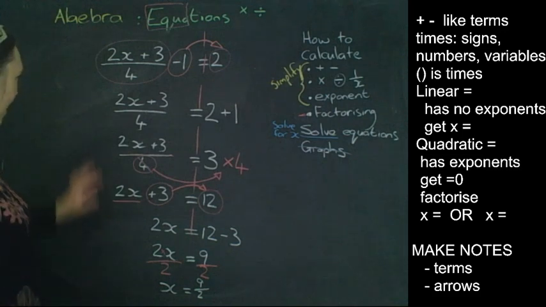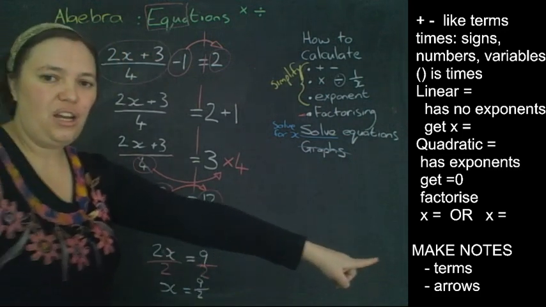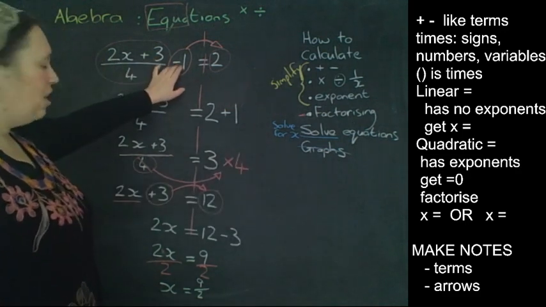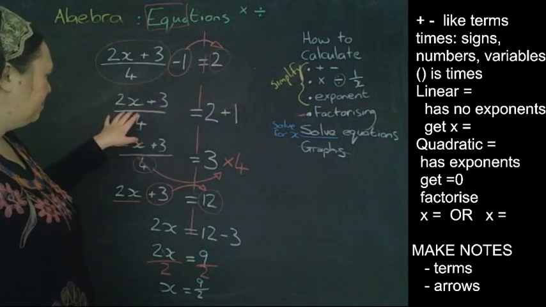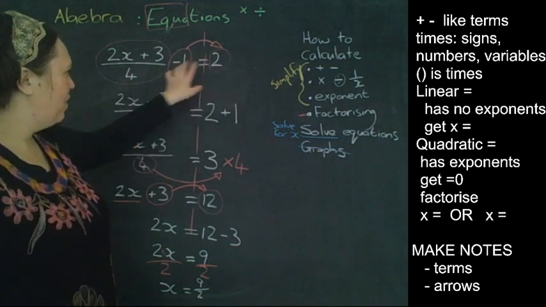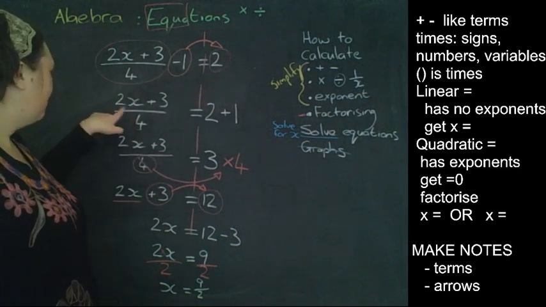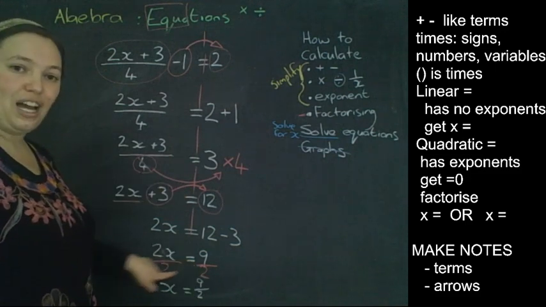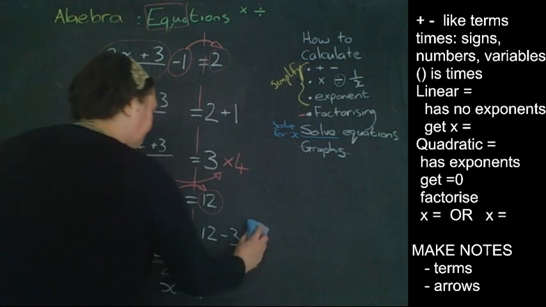Okay. Important thing, follow the rules. We want to see which terms go together, and the loose things go over first. If we take things over, minus becomes plus, plus becomes minus, divide becomes times, times becomes divide. Right. I'm going to do one more.